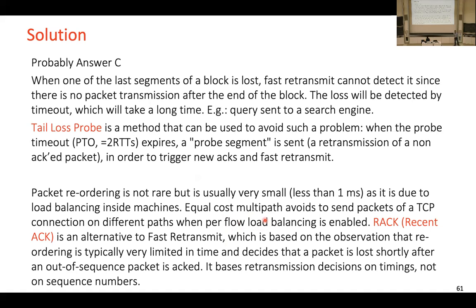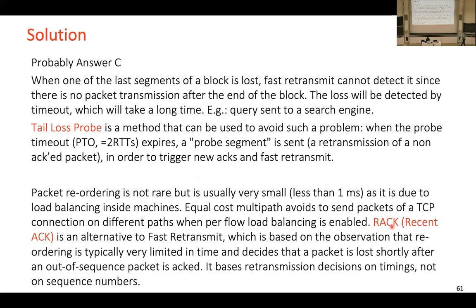And this is a tendency on the internet. The tendency is to avoid reordering packets at the destination. That's why they invented a new version which is called recent acknowledge, which is an alternative or a complement to fast retransmit. And in fact, recent acknowledge is a bit different from the previous version. It doesn't look at the number of acknowledgements or the sequence number. It will look at the timer.